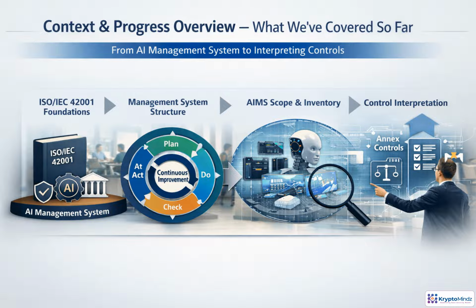So far, we've built the foundation. Why ISO IEC 42001 exists, how an AIMS follows the ISO management system model, and how scope and inventory define boundaries. Now we'll turn that foundation into a practical interpretation of Annex controls.